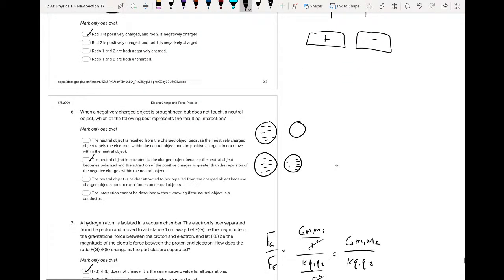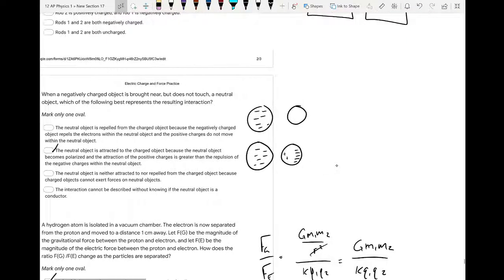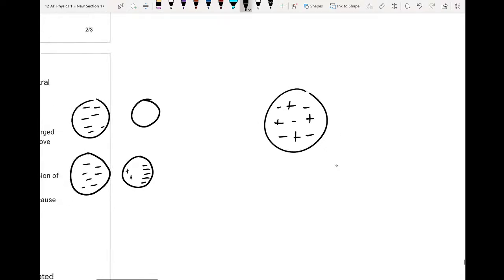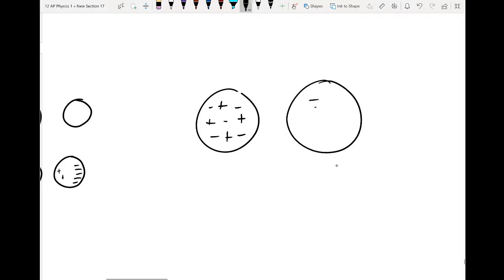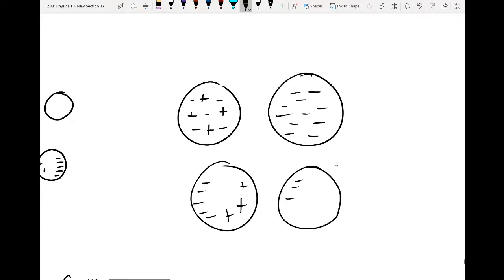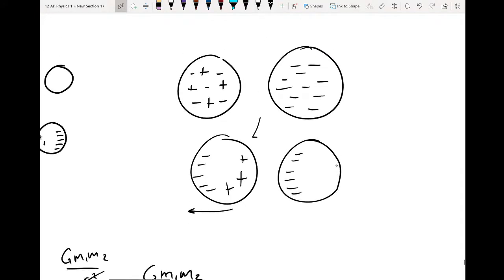When a negatively charged object is brought near but does not touch a neutral object, which of the following best represents the interaction? So with this one we're saying, okay, we have this neutral object, everything's neutral. We bring a negatively charged object near it, and well, the electrons in this neutral sphere are not going to like that one bit. They're not going to like this negative sphere. So they're going to say, hey, we don't like that, and they're going to run to the other side of the sphere. They can do that because it's a conductor. They can move wherever they want, which leaves a positive side on our originally neutral sphere.